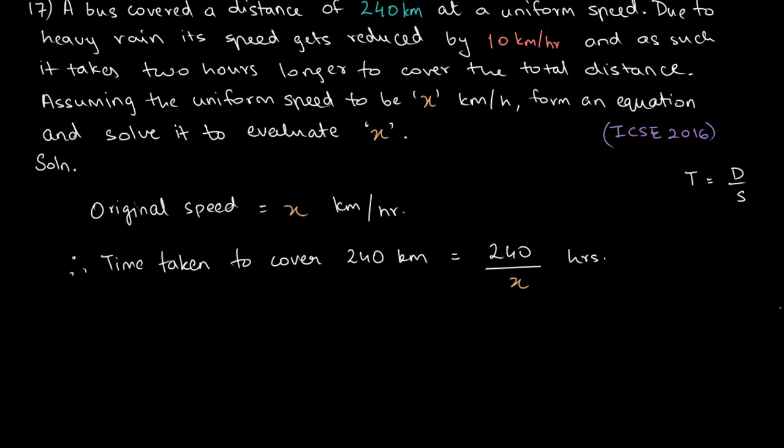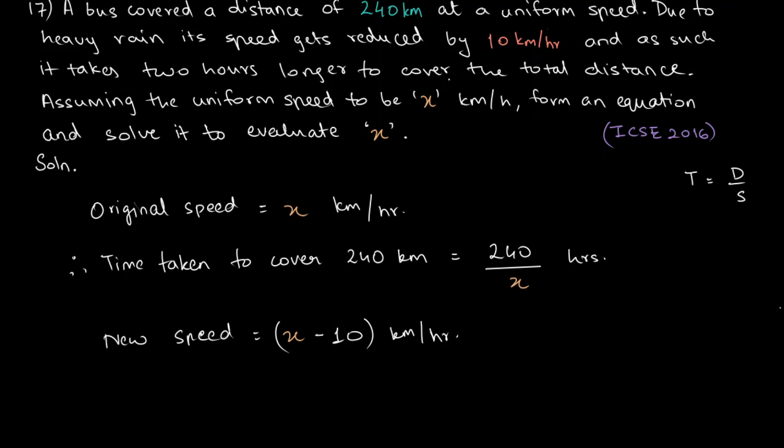Okay. Now, due to heavy rain, its speed gets reduced by 10 kilometers per hour. Okay, so the original speed is x. Now the new speed, there's a new scenario here. The new speed, right? The speed gets reduced by 10 kilometers per hour. So the new speed will be x minus 10 kilometers per hour, right? Reduced, remember the word reduced translates to a reduction or subtraction rather.